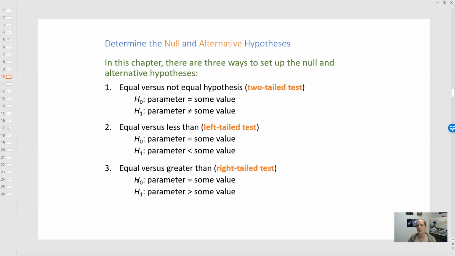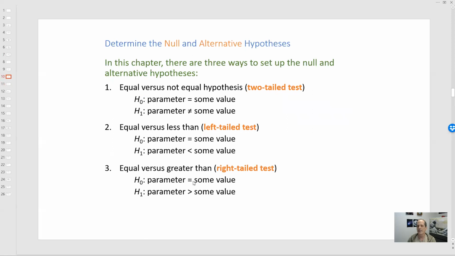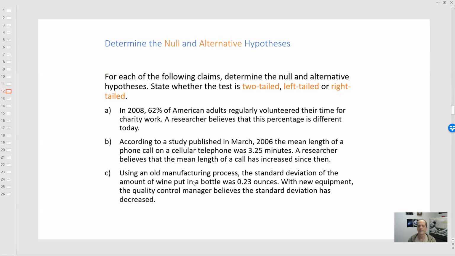And here's just a general rundown. As I described, the two-tailed test is the not equal, the left-tailed test is when it's less than, and the right-tailed test is greater than. As you can see, the H naught is always an equals, parameter equals some value, status quo, and then the rest depends. So go ahead and look these over.